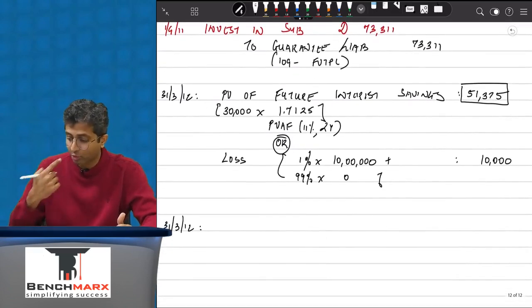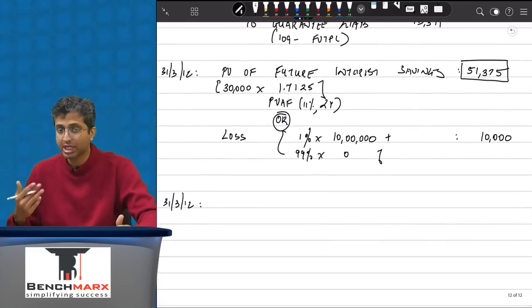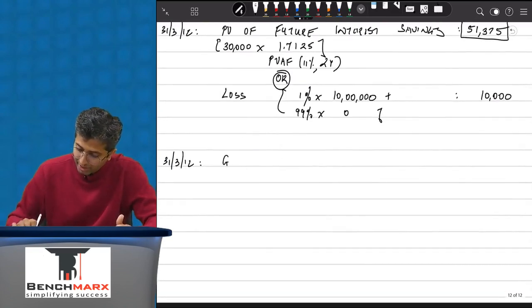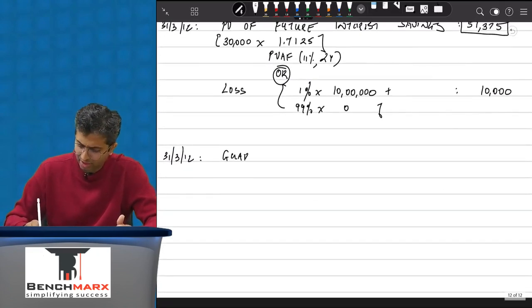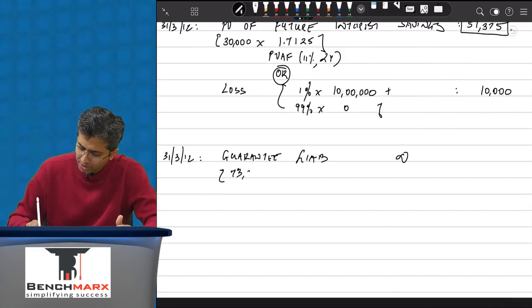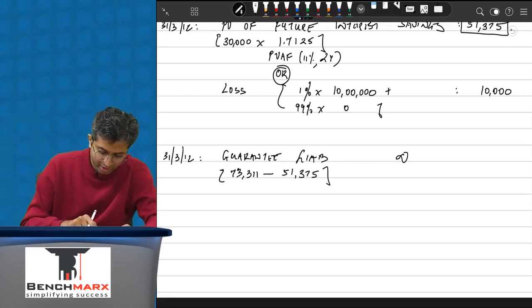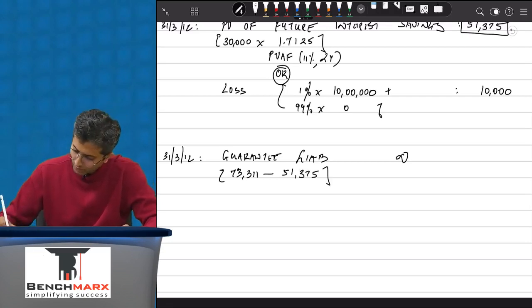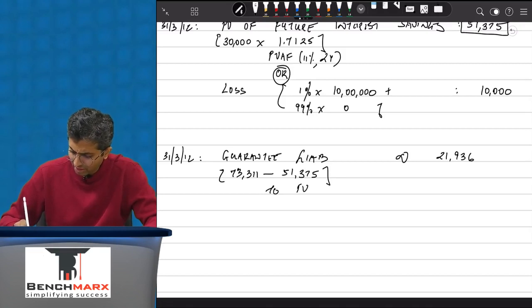And hence at 31st March 2012, you will say that the liability in your books is 73,311. However, it should now be 51,375. So the liability should reduce, and hence you will debit guarantee liability account. So this will be 73,311 minus 51,375, which is 21,936, to FVTPL, to let us say fair value gain or guarantee income, whatever you call it, which goes in the profit and loss account, 21,936.